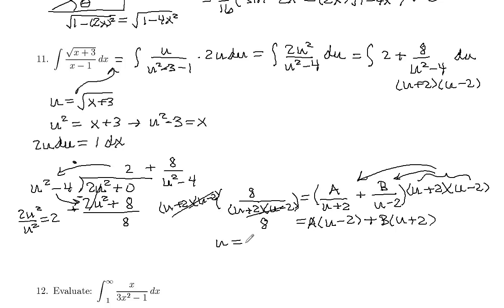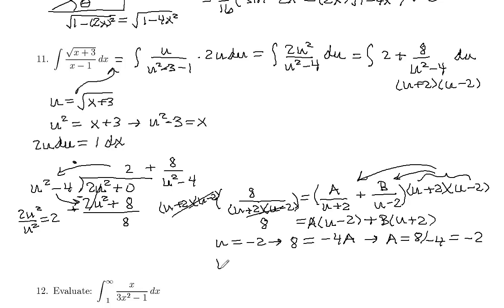So if u equals -2, your left-hand side is 8. And let's see, this is going to be -2 minus 2 is -4, so -4a. And then here, -2 plus 2, that one drops out, so that's nice. So then a is going to be 8 divided by -4, which is -2.